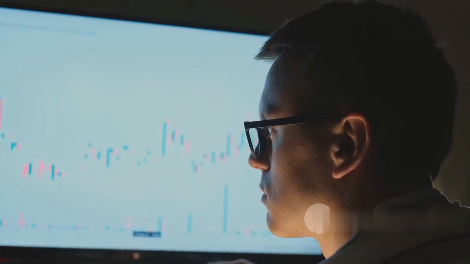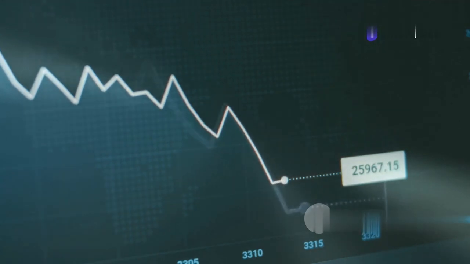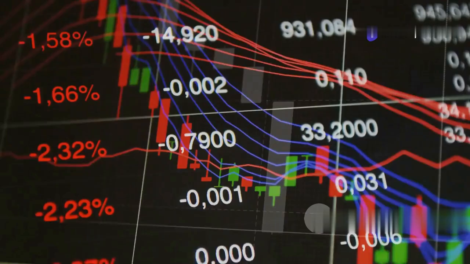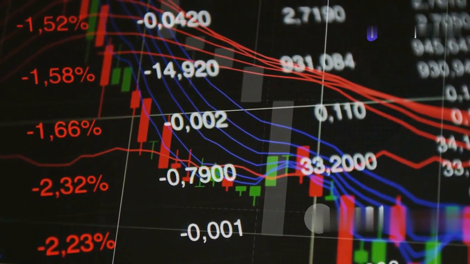This causes bond prices to fall. Higher interest rates can also slow down economic growth. This makes stocks less attractive to investors.